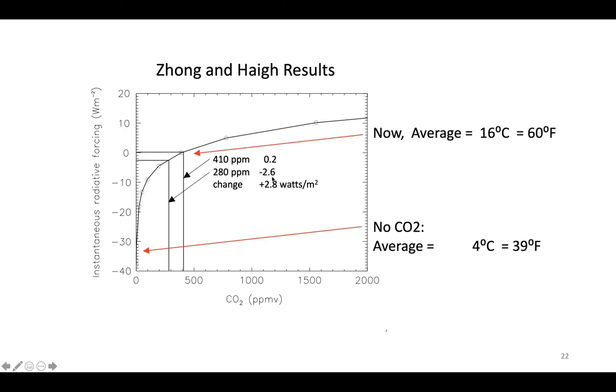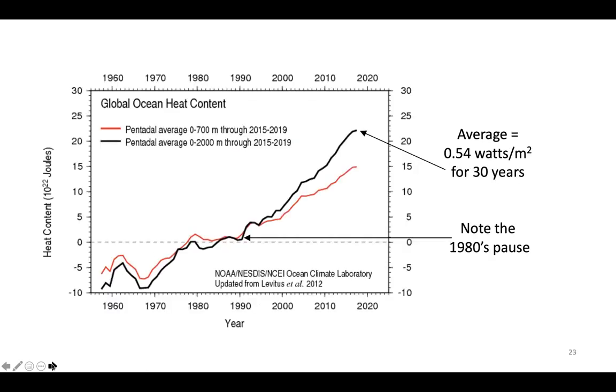Let me say it this way. At 280 ppm, their calculation gave minus 2.6 watts per square centimeter relative to 2011. But now in 2020, we have 410 parts per million, and that gives us 0.2. So the difference is about 2.8 watts per square centimeter. Zhang and Haig's results are pretty close to what the IPCC was predicting. That's one of the things that I would cite in saying the IPCC selection is probably believable, at least. One doesn't have to think it's quite as uncertain as they suppose.